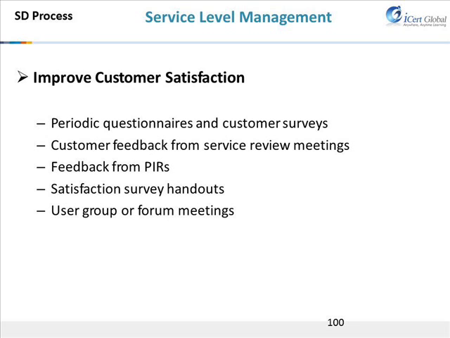Improve customer satisfaction. There is always scope for improvement. There are mechanisms by which customer satisfaction can be checked: periodic questionnaires and customer surveys, customer feedback from service review meetings, feedback from peers, satisfaction survey handouts, user group or forum meetings.